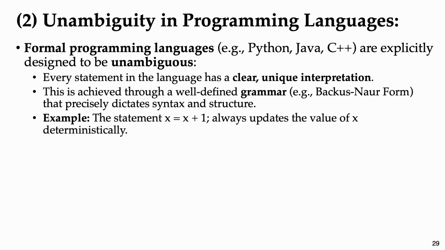In contrast, programming languages are unambiguous. They are formal languages defined precisely, where every statement has a single clear meaning. This is achieved through well-defined grammatical formalisms such as Backus Naur Form or BNF, which strictly dictate the syntax and structure of the language. As a result, when we write a statement like x equals x plus 1, there is exactly one interpretation. The system knows precisely what operation to perform, and there is no alternative meaning or contextual ambiguity involved.